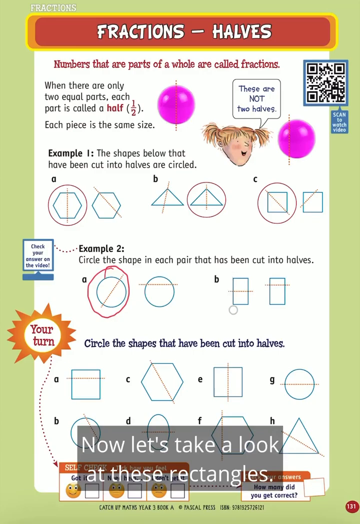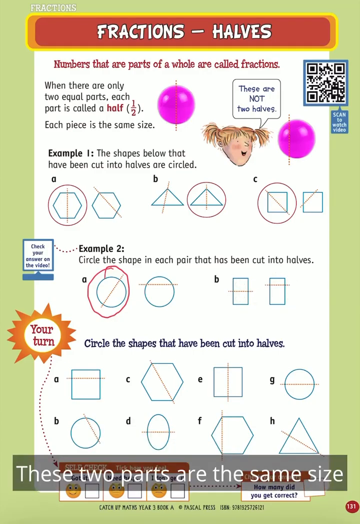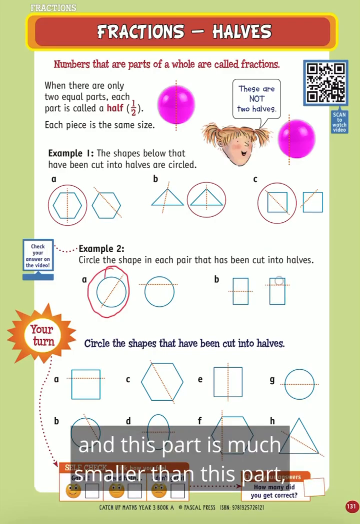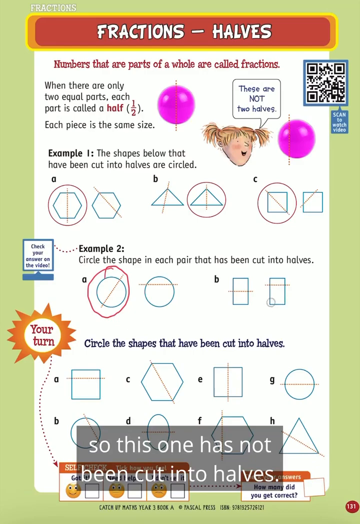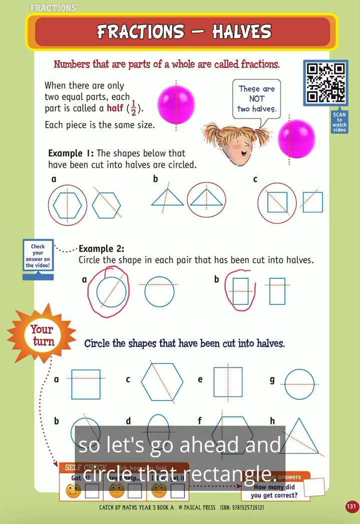Now let's take a look at these rectangles. These two parts are the same size and this part is much smaller than this part. So this one has not been cut into halves. However, this one has. So let's go ahead and circle that rectangle.